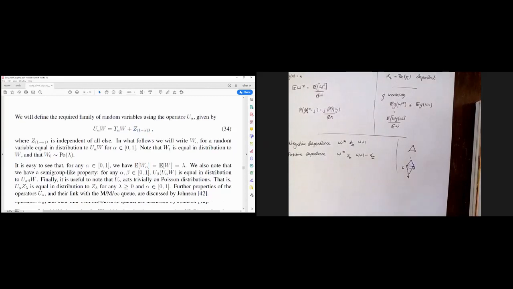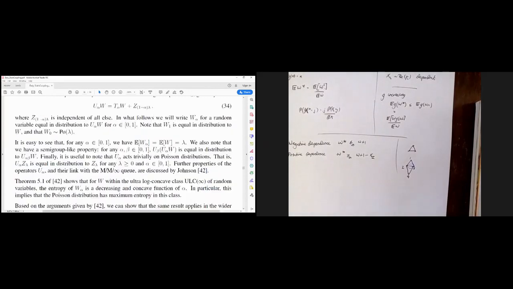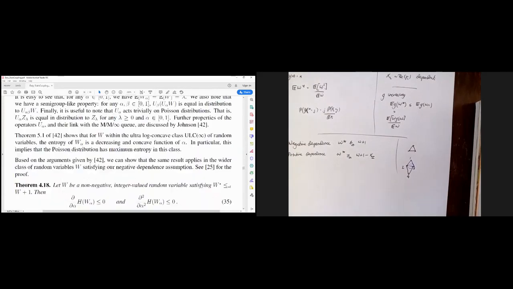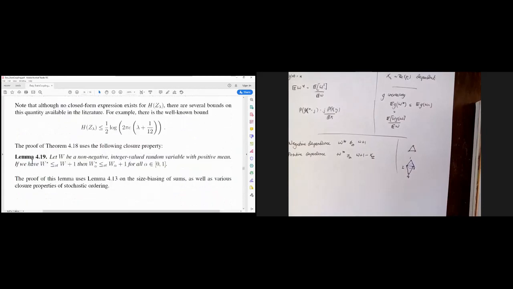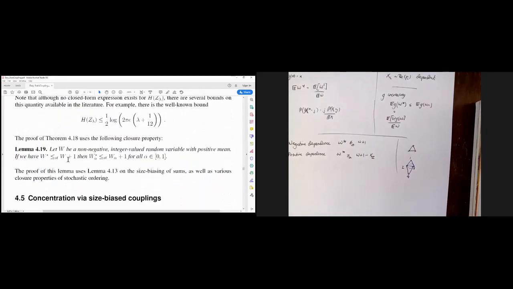And the nice thing that holds, and the thing that lets us get a handle on entropy bounds, is the fact that if the W I started off with satisfies its negative dependence condition, then so do all of these random variables along this path. For any alpha that I want to start with, they all have the same monotonicity.